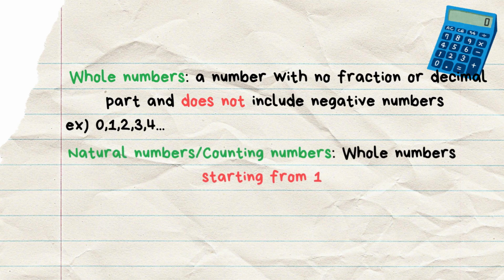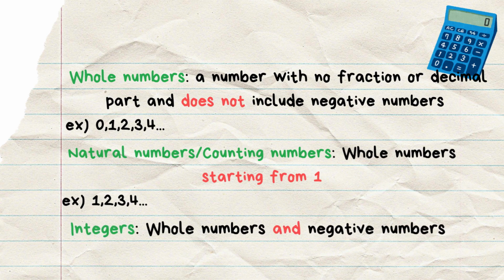Natural numbers, or counting numbers, they're called the same thing, are whole numbers starting from 1. For example, 1, 2, 3, and 4. Integers are whole numbers and negative numbers. For example, -4, -3, -2, -1, 0, 1, 2, 3, 4, etc.